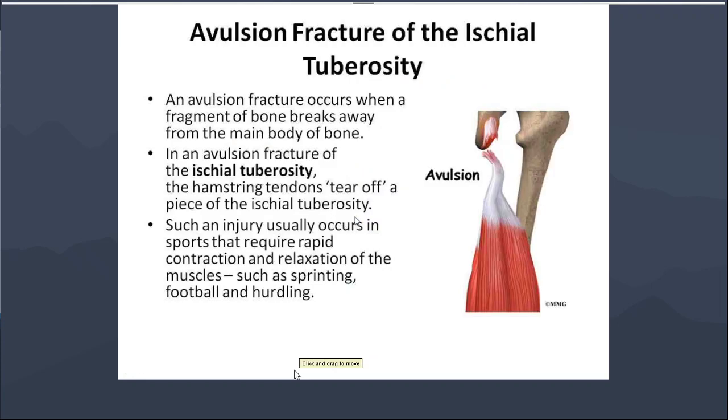So avulsion fracture of the ischial tuberosity. Sometimes you can see there is an avulsion fracture of the ischial tuberosity during an accident. At that time, you can see all these muscle fibers avulse, the breakdown occurs here under this bone, and all this muscle fiber breaks away from the main body of the ischial tuberosity. That is called the avulsion fracture of the ischial tuberosity. Such an injury usually occurs in sports that require rapid contraction and relaxation of the muscles.